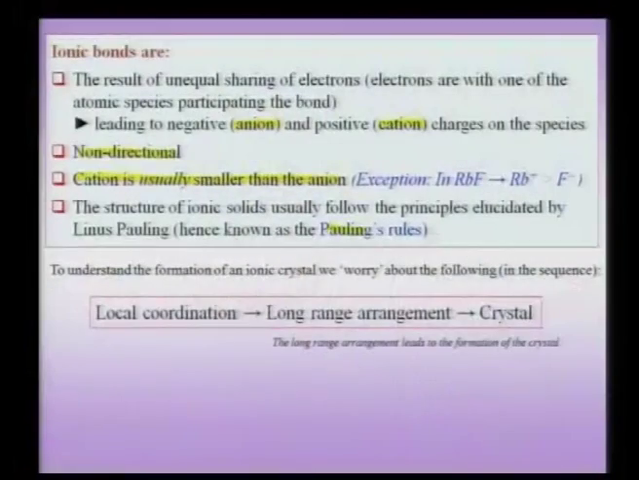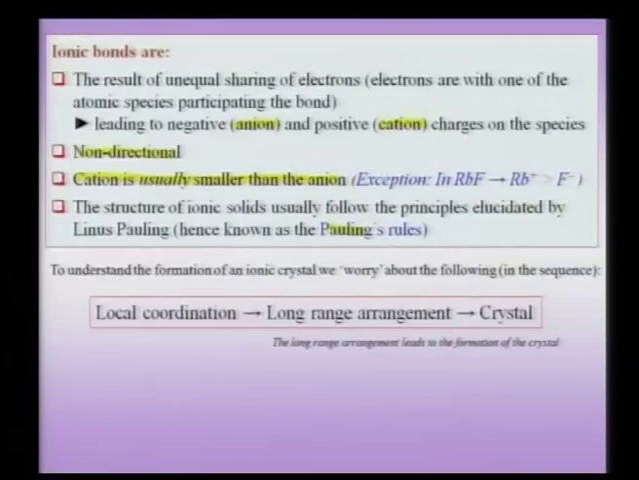There are rules elucidated by Professor Linus Pauling, the famous Nobel laureate, with regard to the formation of ionic solids, and we will try to understand the essence of these rules. We will not state these rules one by one in the way they are usually stated, but we will try to derive the essence of these rules and understand some of the basic crystal structures which are consistent with Pauling's rules.